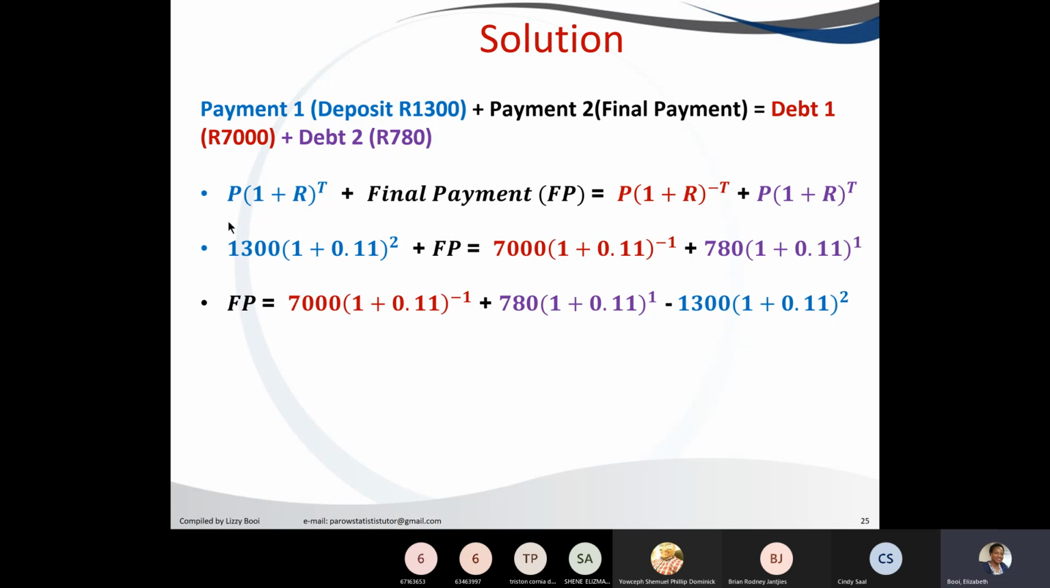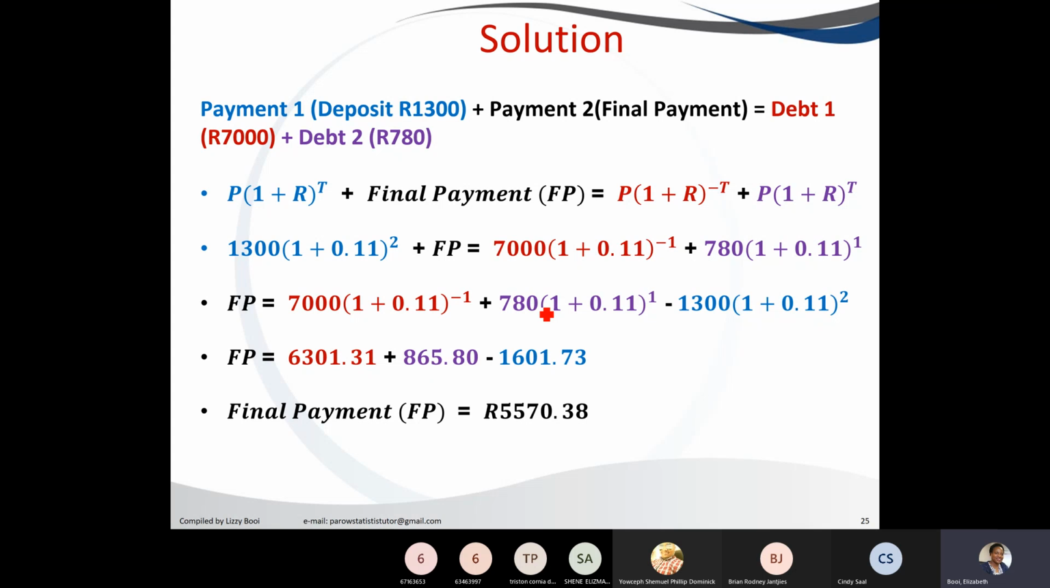So we move the 1,300 to the other side, which then becomes a minus, and we solve the equation. The answer for 7,000 will be 6,301. The answer for 780 will be 865 minus the answer for 1,300, which is 1,601. And the final payment is 5570.38. And that is if you're doing things manually.